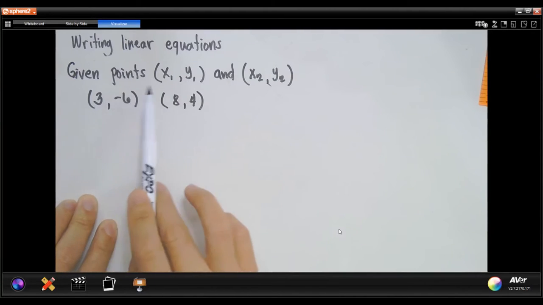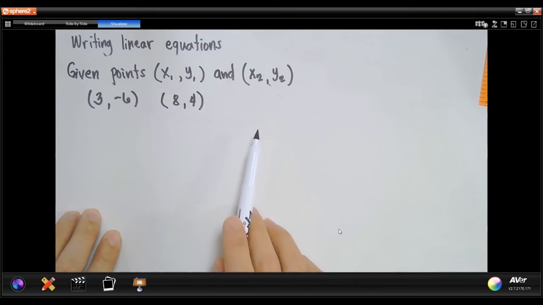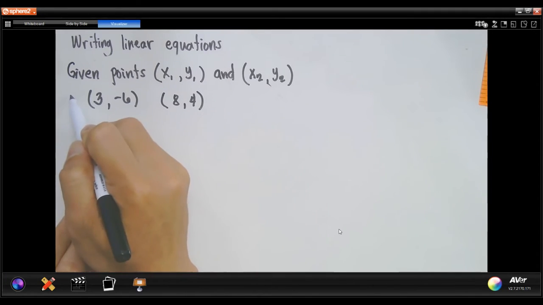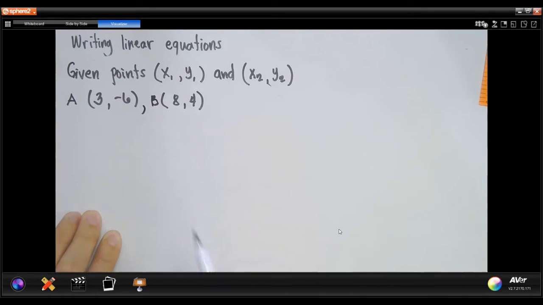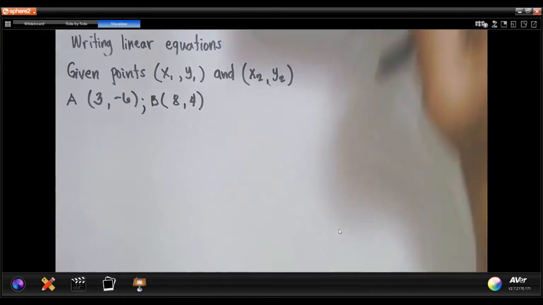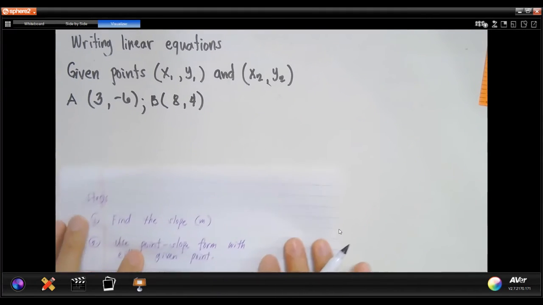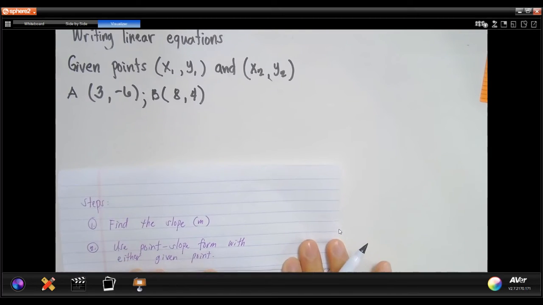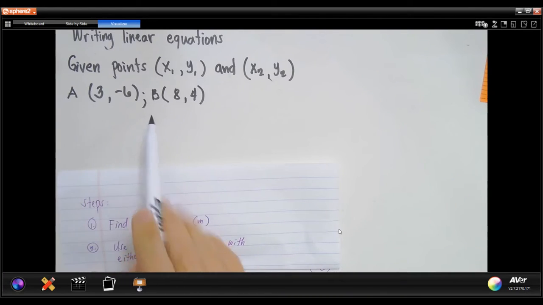Now let's try to write the linear equation of a given 2 points. So they will give us 2 points, say for example, here point A and point B. So the steps are as follows. So the first step will be, first, you want to find the slope using these 2 points here.